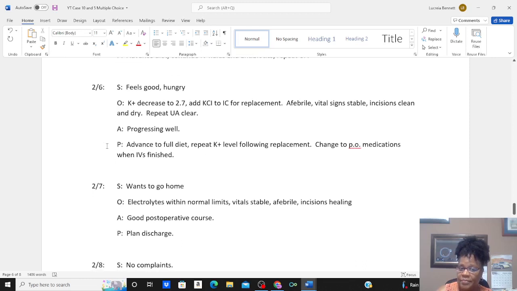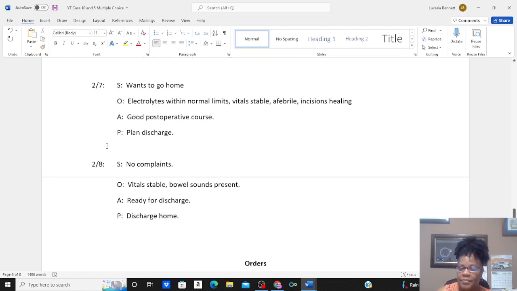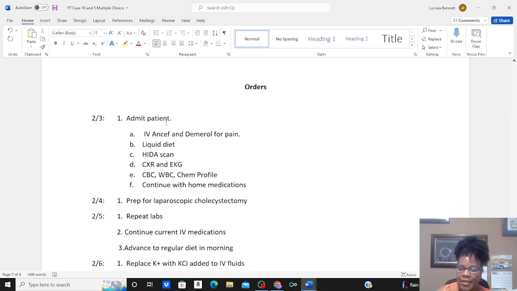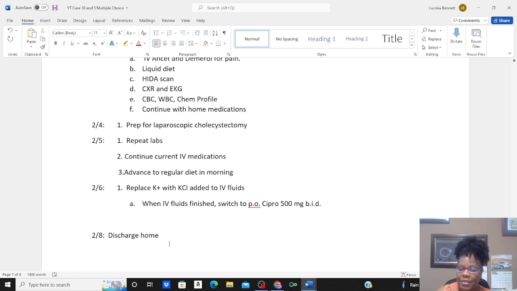Day 6. Day 7. And on the 8th day, no complaints, vitals stable, bowel sounds are present, ready for discharge, discharge home. And here are the orders. Day 1, they admitted the patient on the 3rd. 4th, they prepped them. 5th, repeated the labs. 6th, and then on the 8th, discharged home.